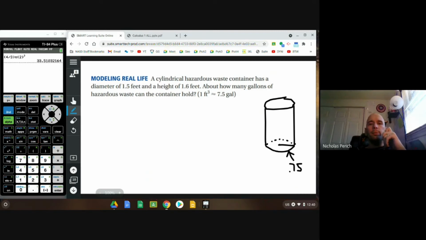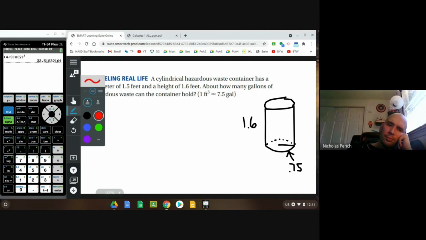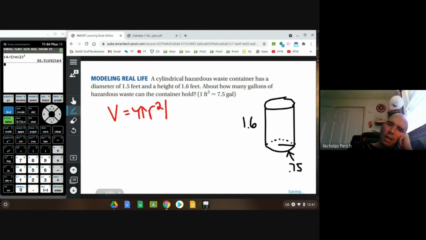Oh, and the height is 1.6 feet. All right, so this is a cylinder. V equals pi r squared h.